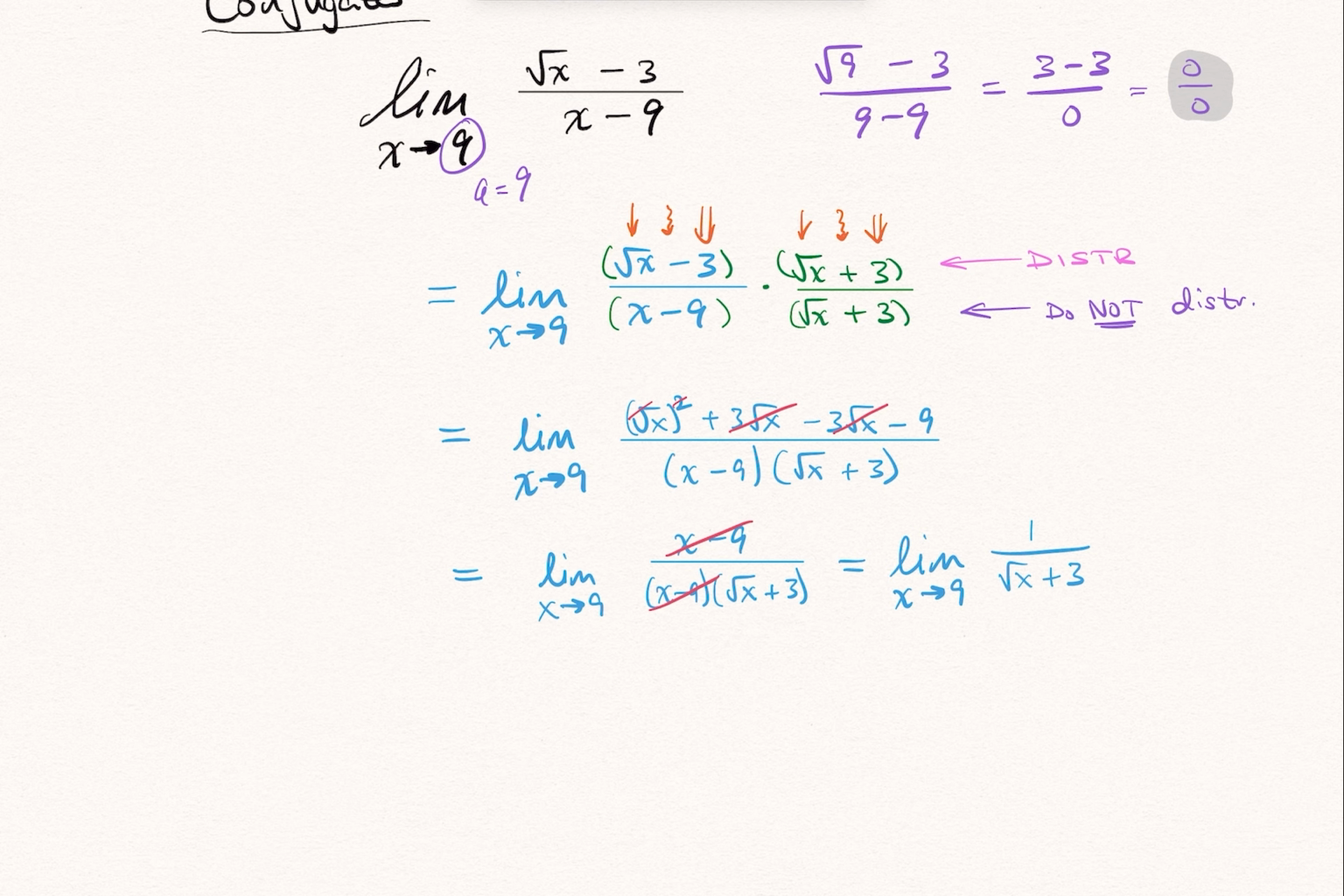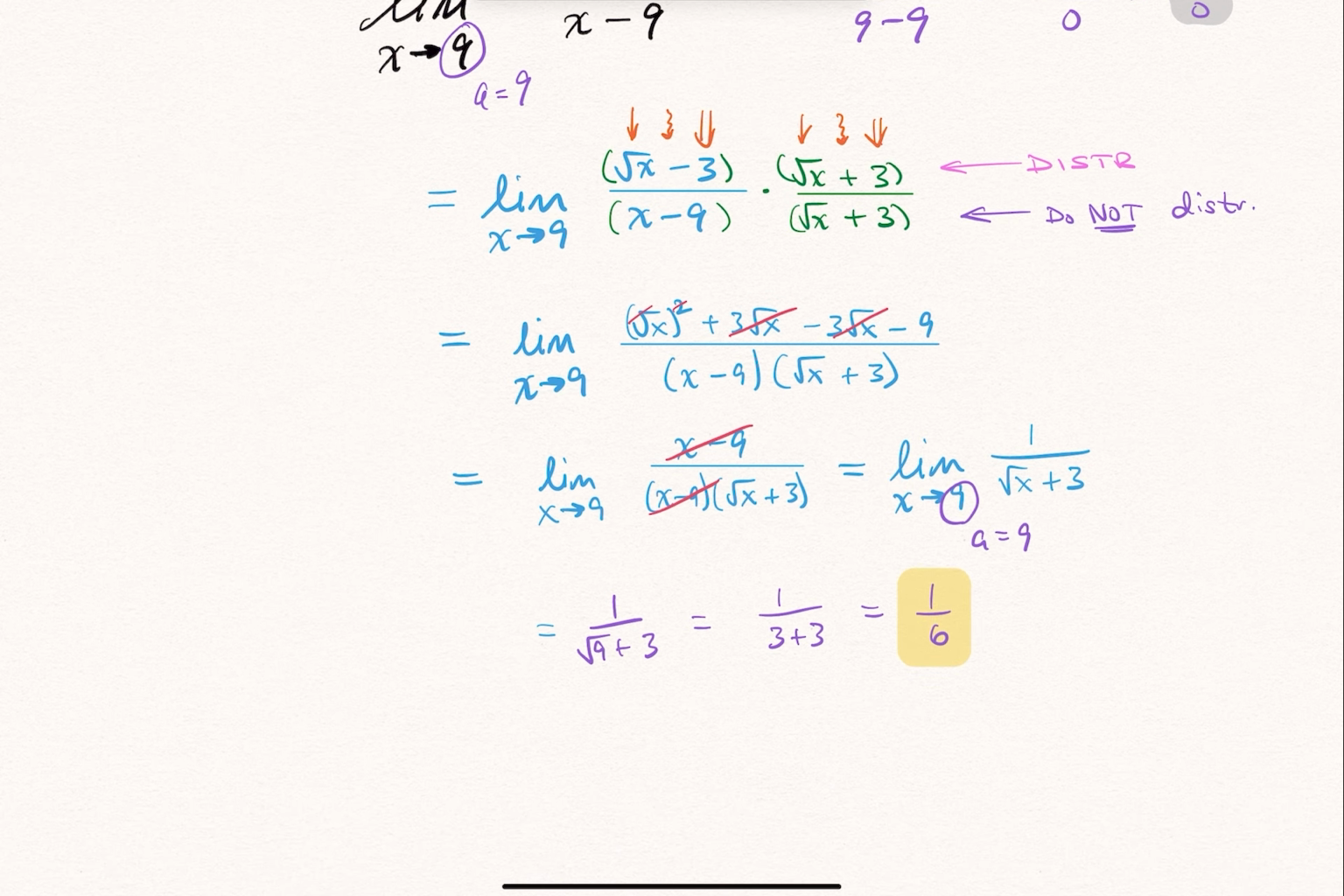After the cancellation, we try plugging in x equals a again and see what happens. So we get 1 over the square root of 9 plus 3, which is 1 over 3 plus 3, which is 1 over 6. That's just a number, so we have equality. Formally, the way we would write our answer, this isn't always required, but just to be careful, we write down the original problem and our final answer.